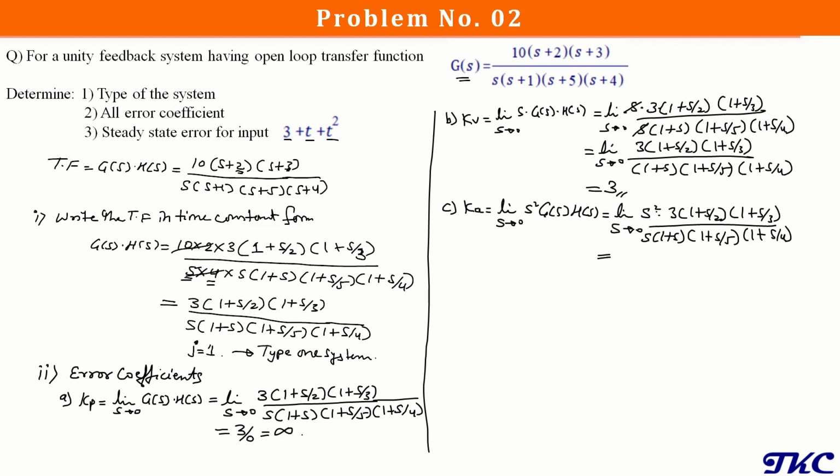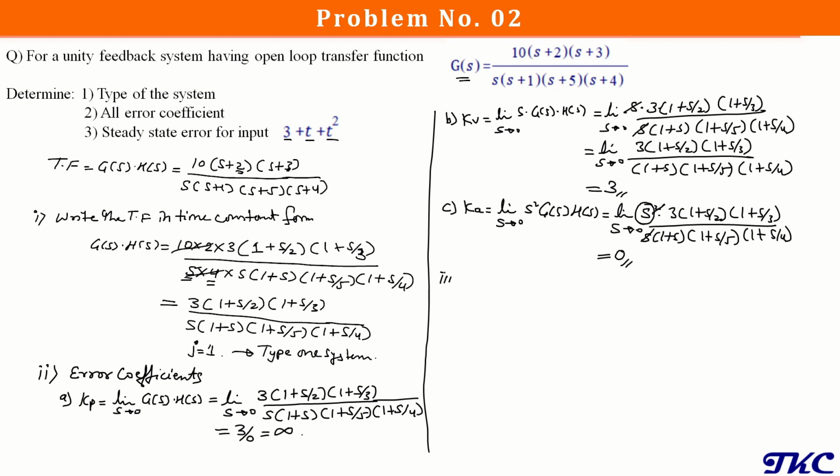So now from the numerator and denominator we can cancel the 1s. After cancelling s, when we take the limit s tends to 0, because of the separate s which is remaining in the numerator, this entire value will be 0. So Ka we are going to get as 0. Now once we have all the error coefficients, we can determine the steady state error for this given input.